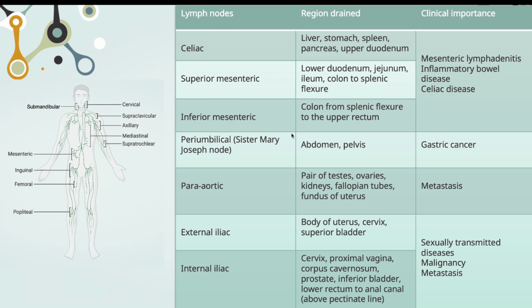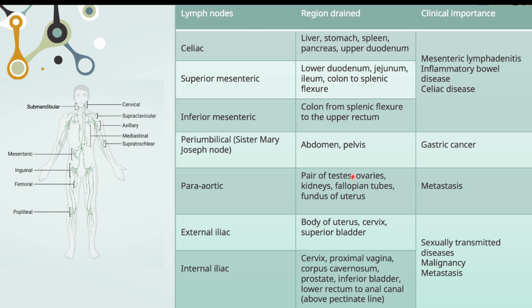Now, the most important thing from an exam point of view is gastric cancer. In gastric cancer, the periumbilical lymph node is involved. It's present here. Periumbilical means around the umbilicus. So if the lymph nodes around the umbilicus are involved, and you can feel that during examination, then you have to be suspicious about gastric cancer. Super high yield: Sister Mary Joseph lymph node, the periumbilical lymph node.